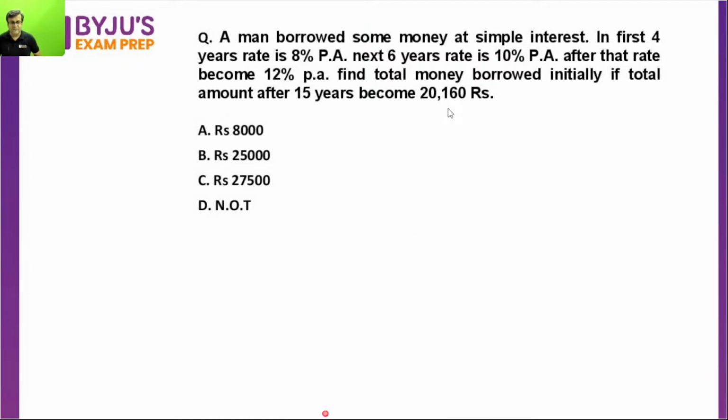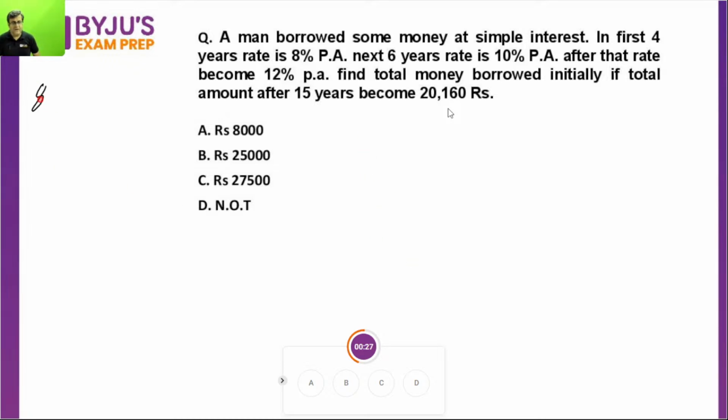One more example. Tell me the right answer. A, B, C, D. Which option is right? Tell me, everyone. What will be the answer in this case? A option is right.